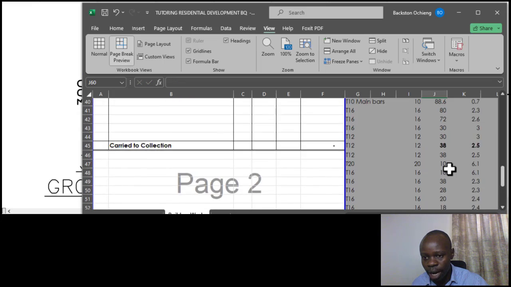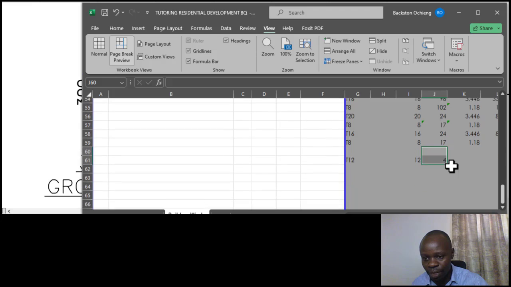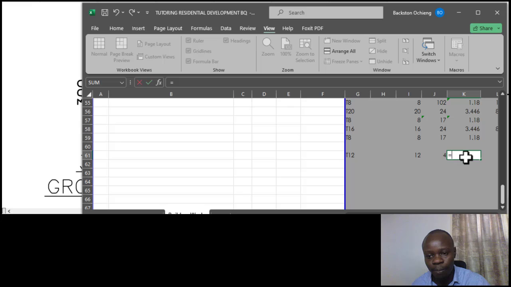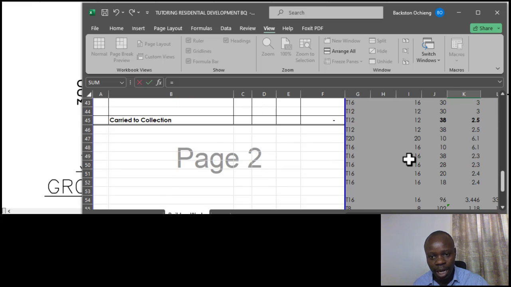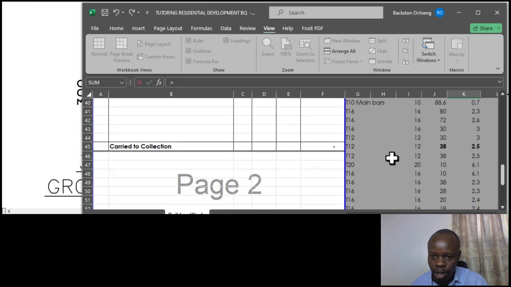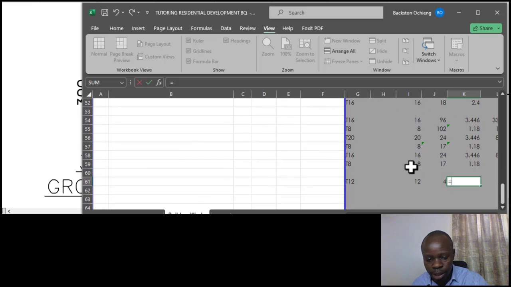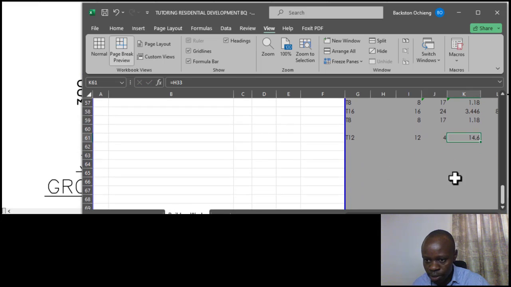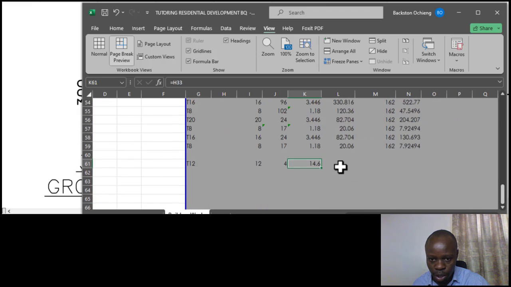Then we get on and calculate what we call the length. Alright, so what is the length of each of the bars that are provided there? For us to get the length, we had calculated when we were doing the concrete volume for the ground beams, we got the length, the width, the diameter, and so on. And the length is 14.6. So 14.6, I'll just equate it to that one there, 14.6 for the length of each bar.